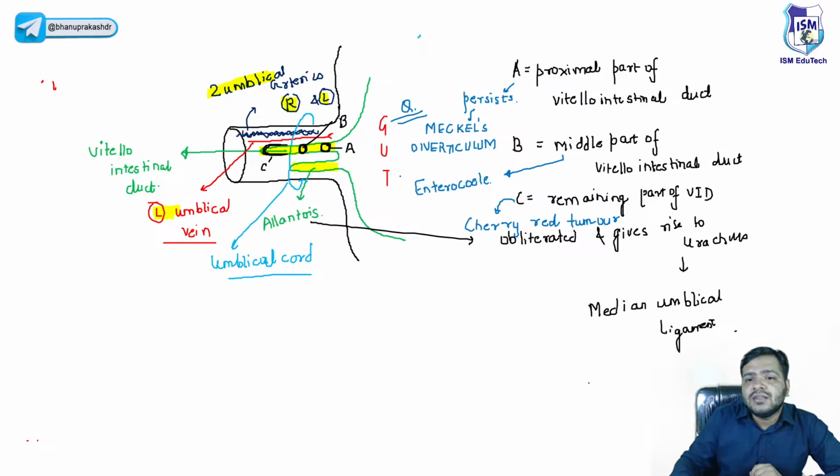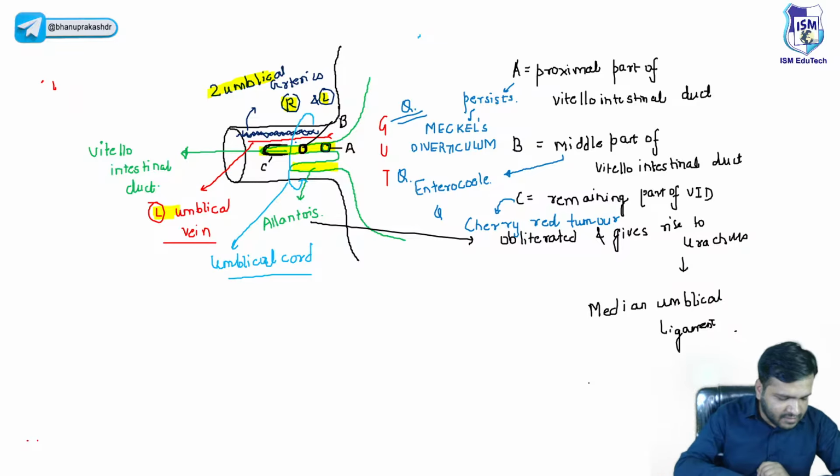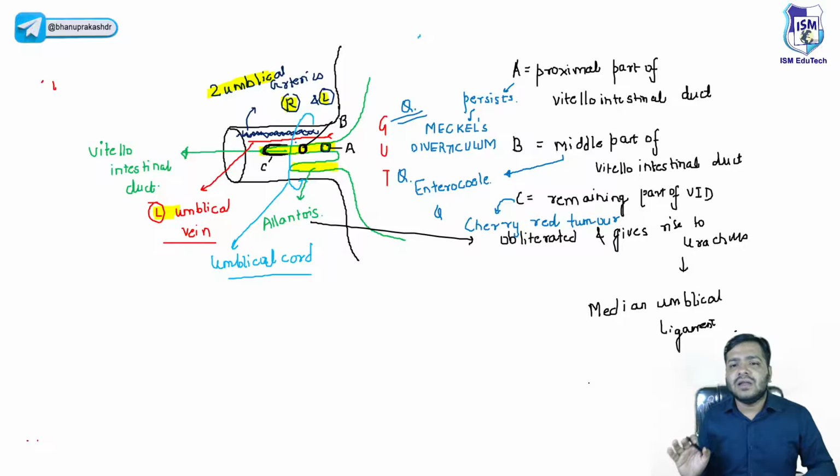Okay, so you should know these three conditions: if the proximal part persists, we have the Meckel's diverticulum; if the middle part persists, it is enterocele; and the remaining portion, I can say even the whole persistence of the vitello-intestinal duct, will give rise to a tumor, and that is called the cherry red tumor. So these are three clinical conditions related to this anatomical portion. Apart from that, guys, if the whole duct persists, it can also give rise to what we call fecal fistula, right? Okay.